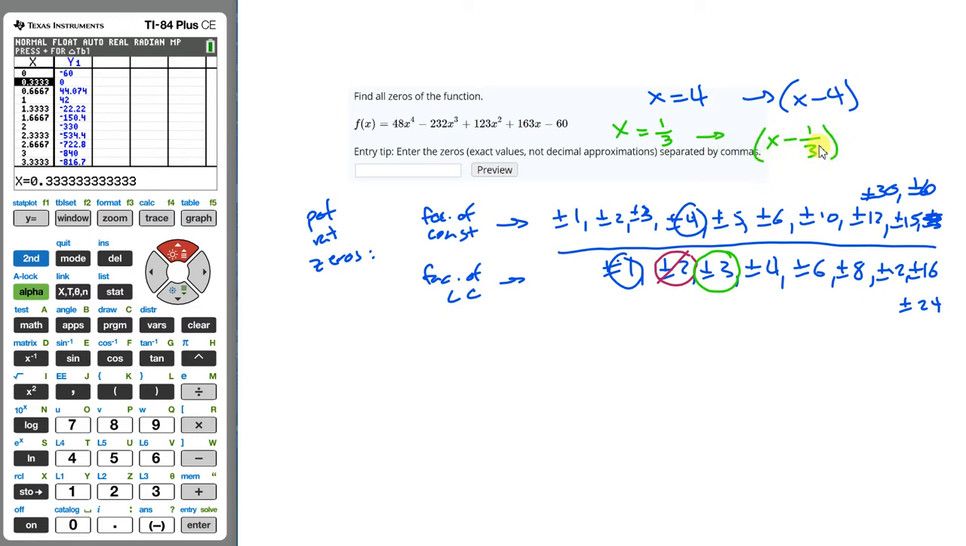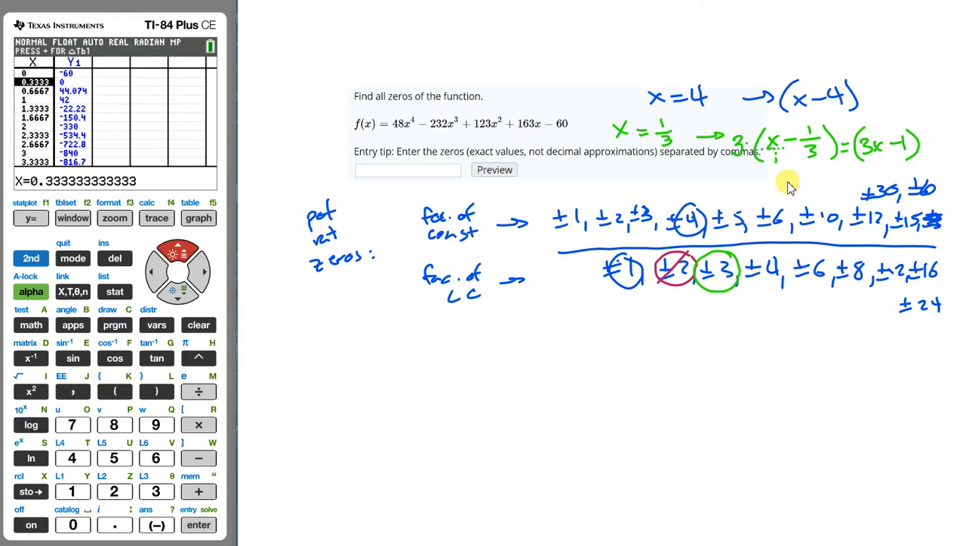Now, this is a factor with a fractional term. Okay, we don't want those. We want whole numbers. So what I'm going to do is multiply the entire factor by the least common denominator. The denominator of x is 1. The least common denominator between a 1 and a 3 is 3. So I'm going to multiply the factor by 3. And I get what? I get 3 times x is 3x. And then 3 times negative a third is minus 1.